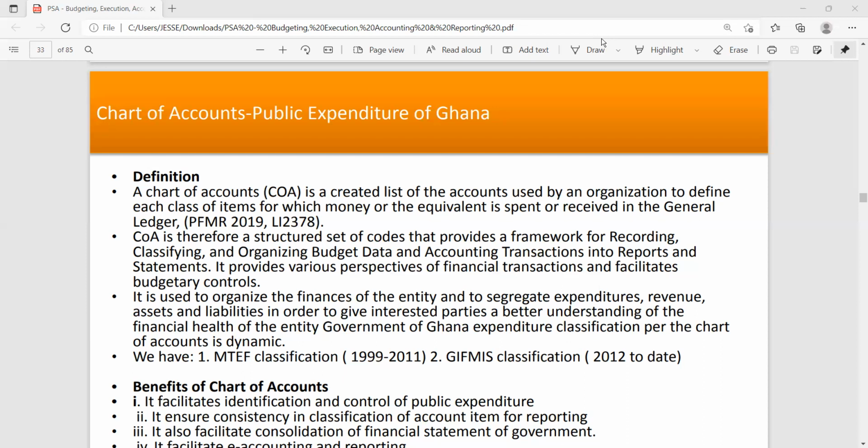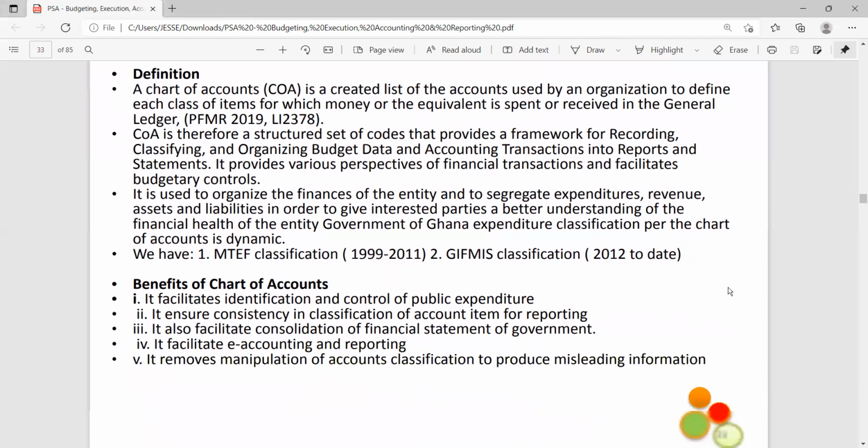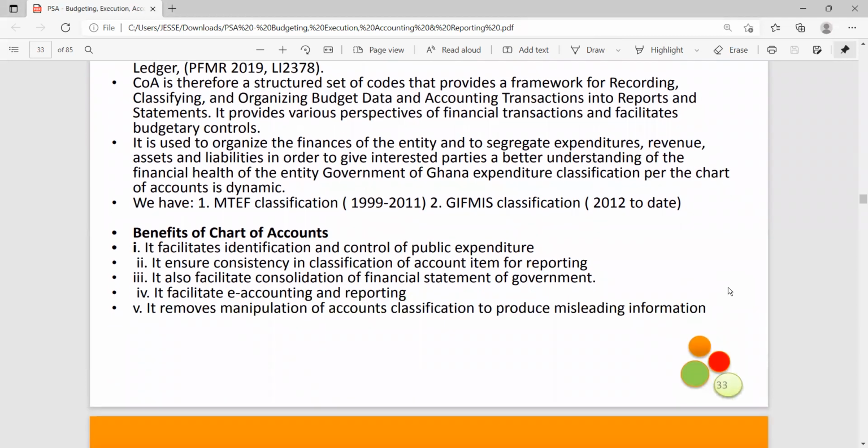So we have two classifications. Number one is the MTEF classification, which was from 1999 to 2011. The MTEF simply means medium-term expenditure framework. Then you have the GIFMIS classification, which is from 2012 to date. And GIFMIS, which you might know, is the Ghana Integrated Financial Management Information System classification. So I'm sure as we go along, we'll understand these classifications a lot better.